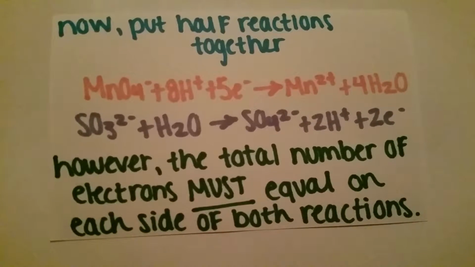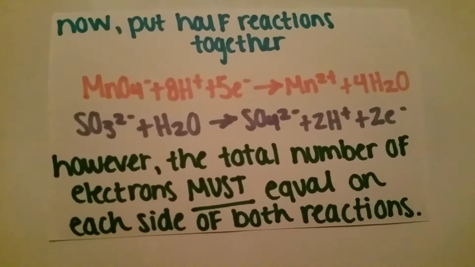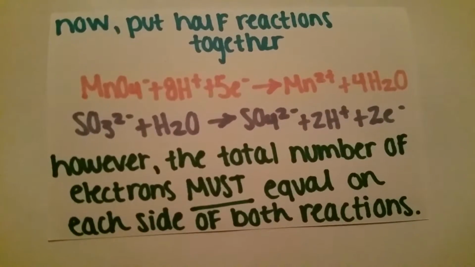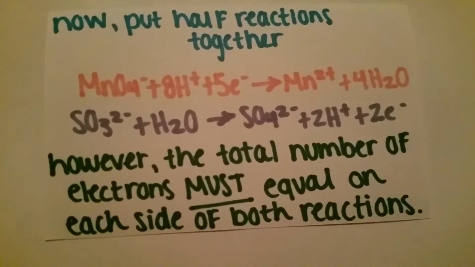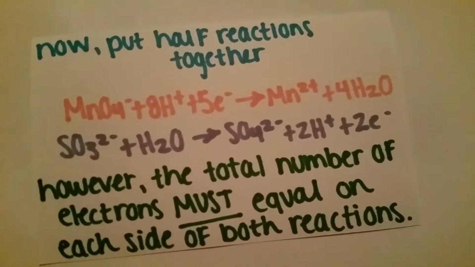Now that we have balanced both half reactions, we put them together. However, the total number of electrons must be equal on each side of both reactions. Everything must equal each other or it will not be balanced. So these are the 2 half reactions that we have.